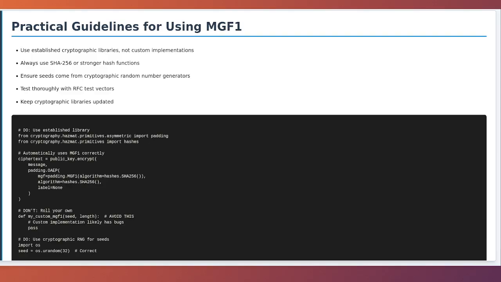Fifth, test thoroughly. Use the test vectors from RFC 8017 to verify your library is working correctly. Test with different seed lengths and mask lengths. Test edge cases like zero-length masks or very long masks. Test with different hash functions. Include MGF1 verification in your continuous integration testing so you catch any regressions or environment-specific issues.